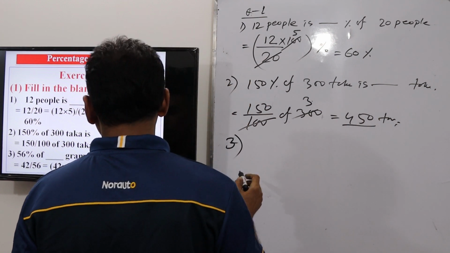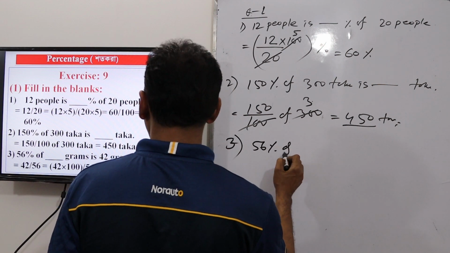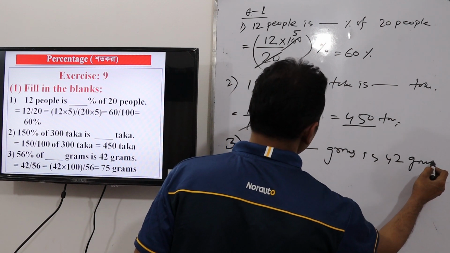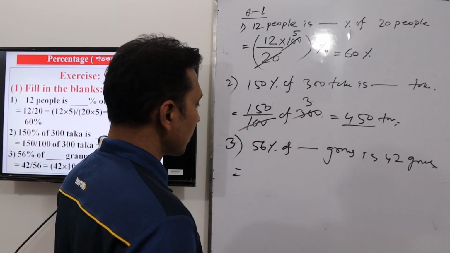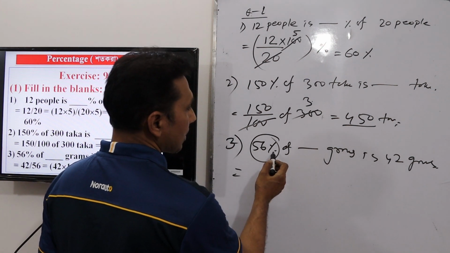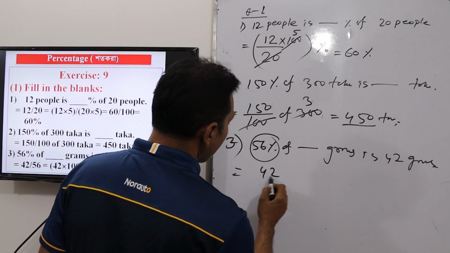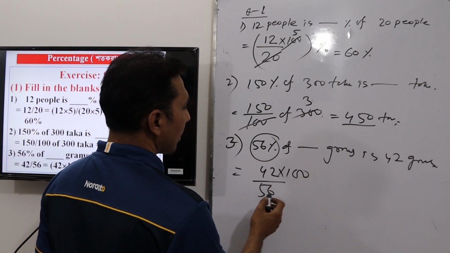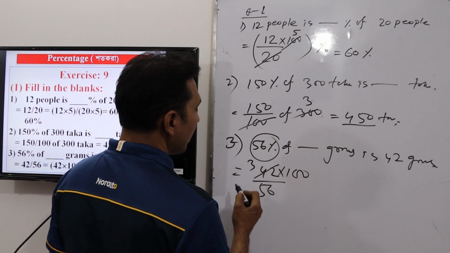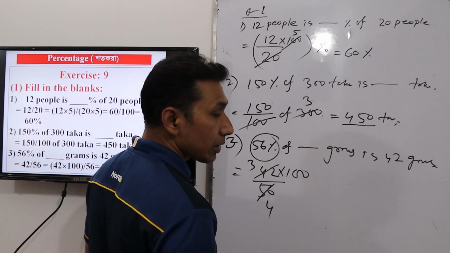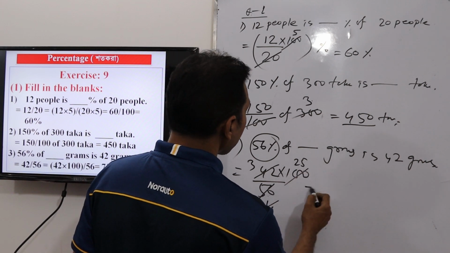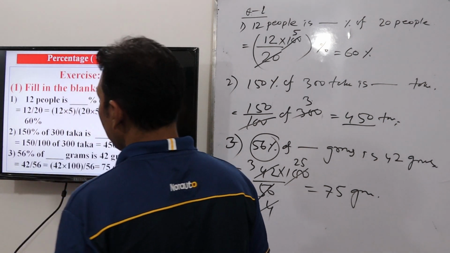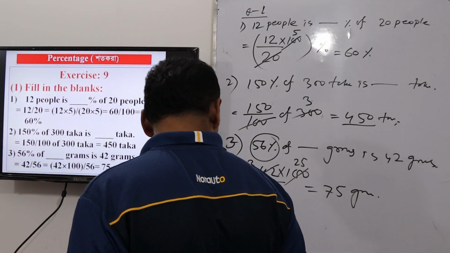Number 3: 56% of dash grams is 42 grams. So this is the process: first write 42 divided by 56, into 100. Three 14s are 42, four 14s are 56, and 4 times 25 is 100, so the answer equals 75 grams. These are the answers to the fill in the blanks of question number 1.